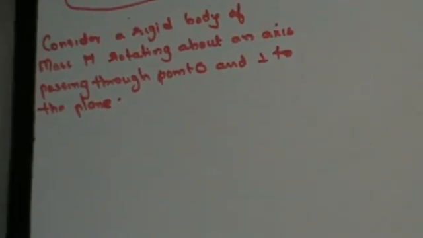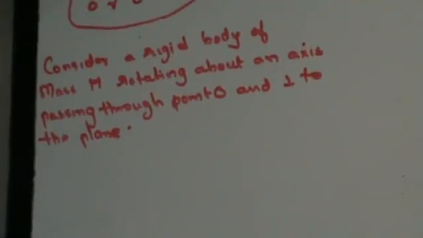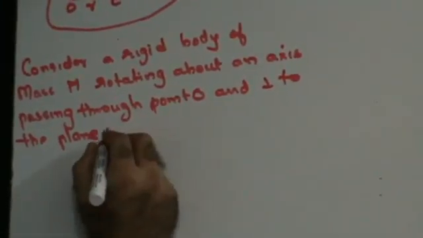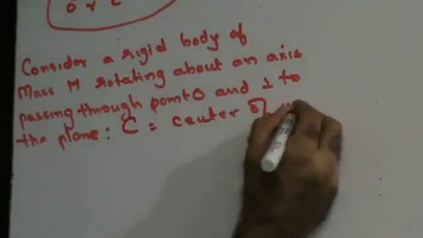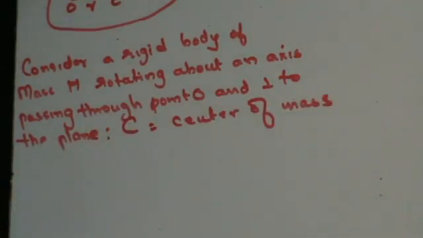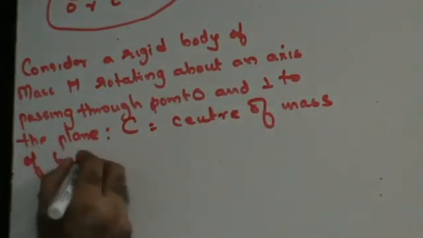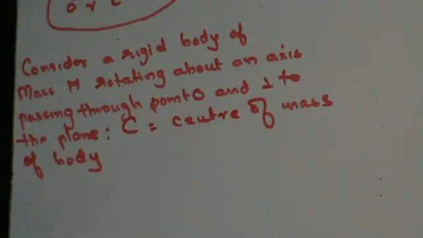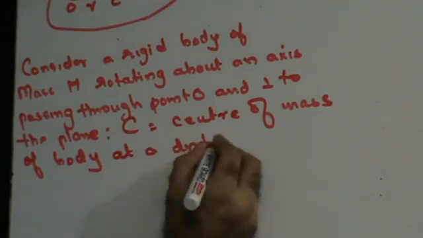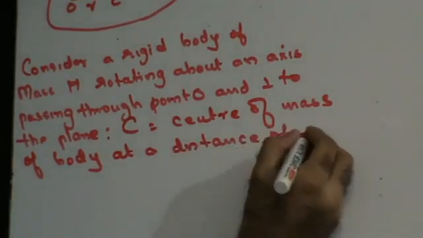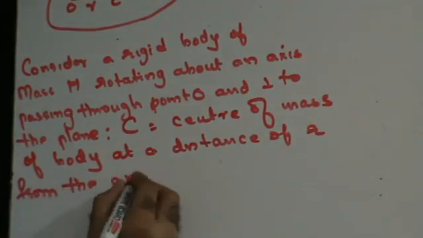Now let's assume that C is the center of mass of the body, at a distance of R from the axis of rotation.